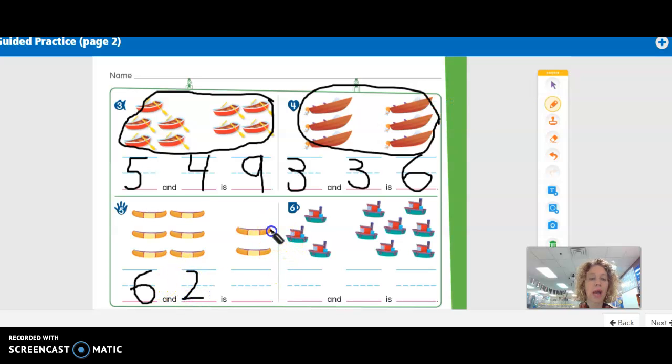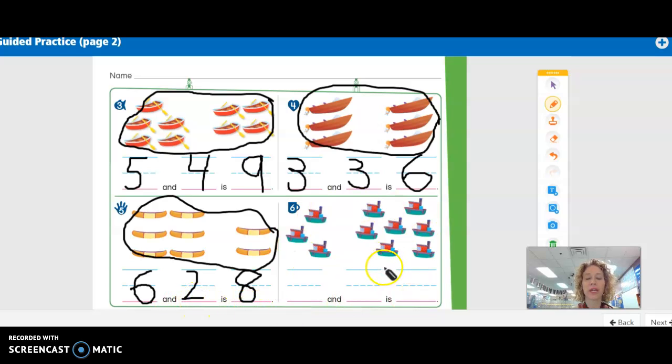Now I want to know how many canoes all together. So I'm going to circle them because I want them all. I got to count them all. Count with me. 1, 2, 3, 4, 5, 6, 7, 8. How many all together? 8 canoes. So our sentence is 6 and 2 is 8.